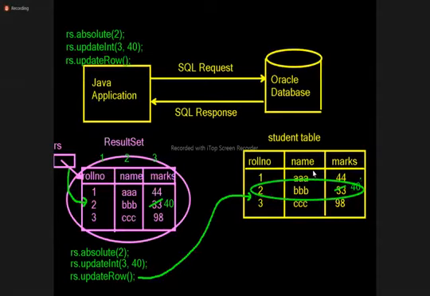Here I'm not writing a SQL query to update; I'm updating with Java methods. First, from the Java application, I pass a select query. The result set comes. After that, I moved the cursor to the second record, updated the third column, and just called update row. Then the database is updated. First the result set is updated, later the database. And we updated without an update query.